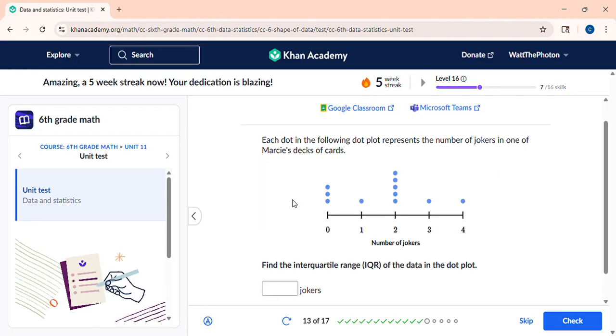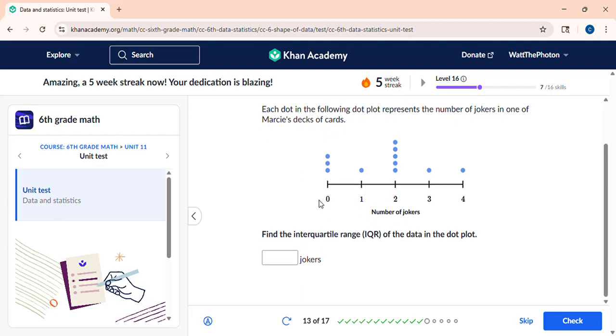Anyway, each dot in the following dot plot represents the number of jokers in one of Marcy's deck cards. Find the interquartile range.